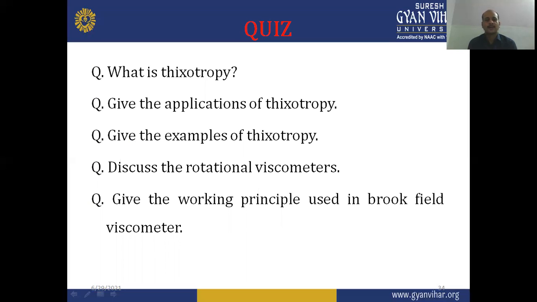behavior. Next one is, discuss the rotational viscometers. And the last question is, give the working principle used in the Brookfield viscometer. So we have to give the working principle of this very important industrial instrument, which is given in today's lecture. So these are the different questions for today's lecture. Please go through today's lecture and find out the answers to the different questions given in the quiz section.